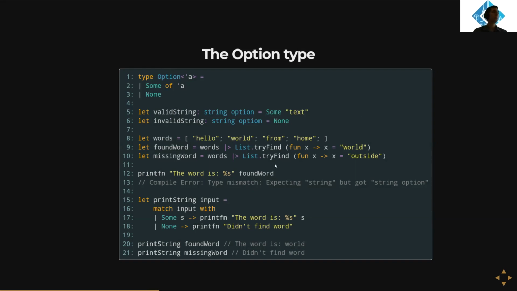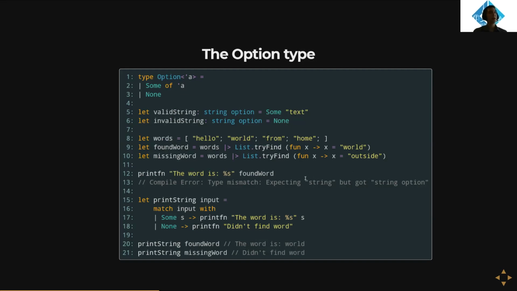And to show where it's used in the standard library, for example, we have a list of words. And we can use the List.tryFind method where we're looking for a word within this list, and it will find it. And here you can again see that it's of type string option. And again, if we're looking for another word that doesn't exist, it's still a string option.